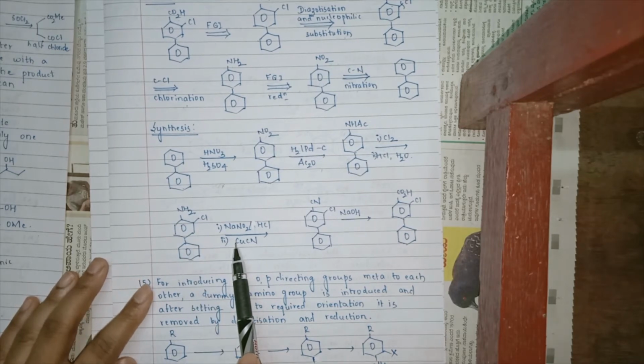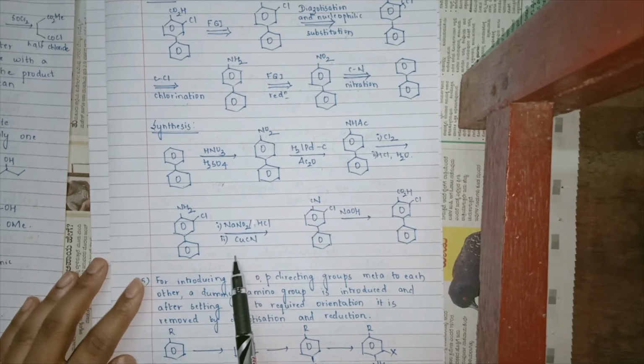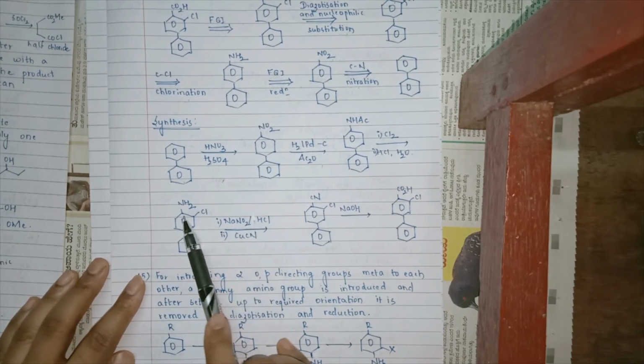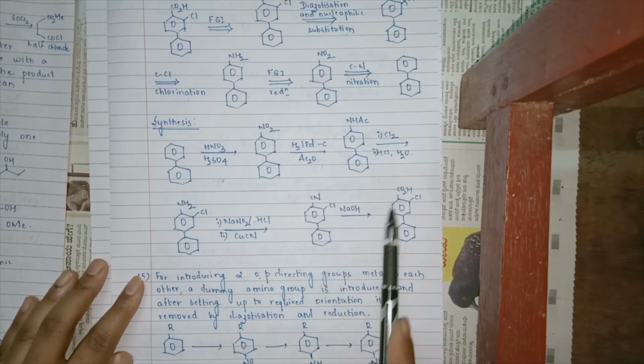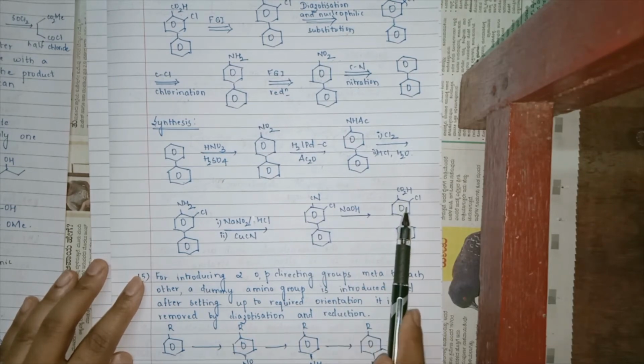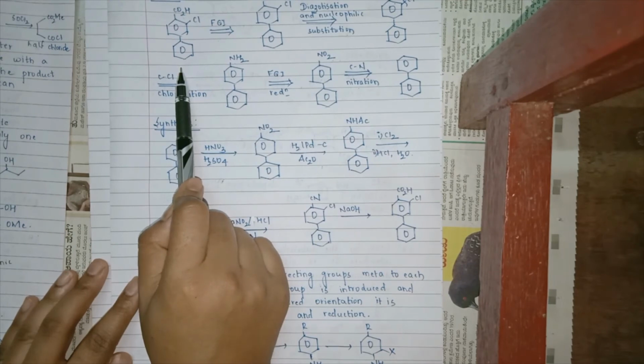Further, on diazotization in the presence of HCl and copper cyanide, NH2 gets converted to CN. This CN upon base hydrolysis gets converted to the carboxylic acid, which is my target molecule which I wanted to synthesize.